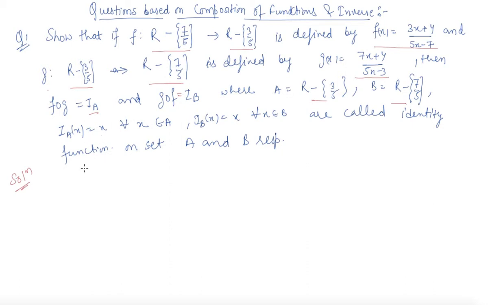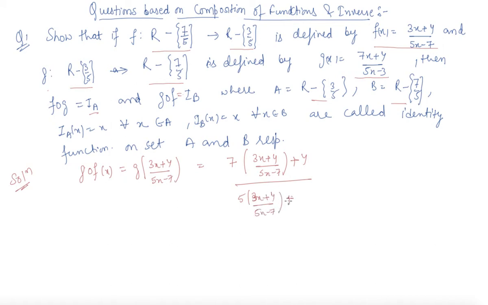So first I am starting with g of f of x. How we do this is, in function g we put the value of f(x). So f(x) is this, and in place of x in g(x) we put the value of this function: 7 times (3x+4)/(5x-7) plus 4, upon 5 times (3x+4)/(5x-7) minus 3. Expanding this, we will get 41x upon 41. So what we are left with, students, is x only.